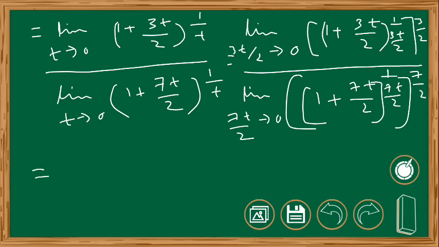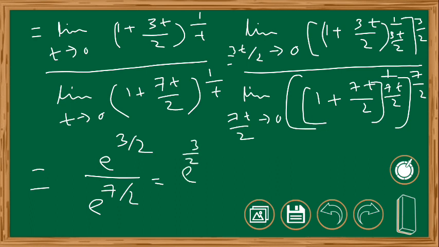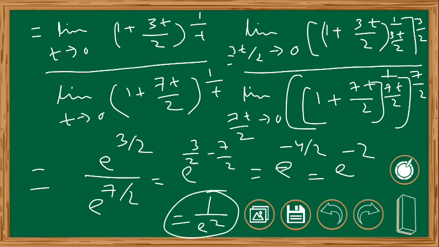Now as my formula says that limit x tends to 0 of (1 + x) to the power 1 by x is equal to e, right? So the numerator becomes e to the power 3/2, divided by e to the power 7/2 in the denominator. So it will be e to the power 3/2 minus 7/2. So it will be e to the power (3 minus 7)/2, which is minus 4 by 2, or e to the power minus 2. So the final answer is 1 by e². This is the final answer to this question.